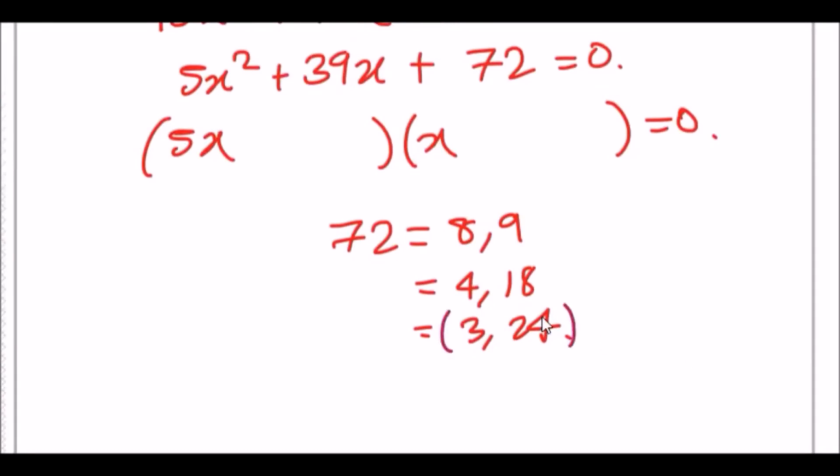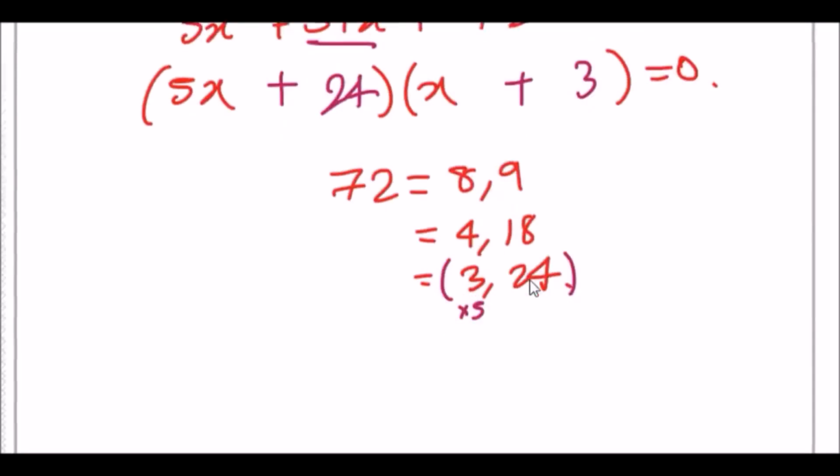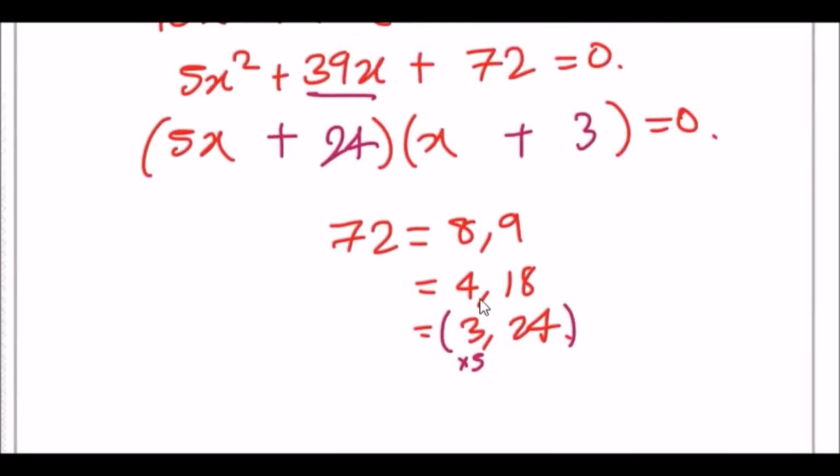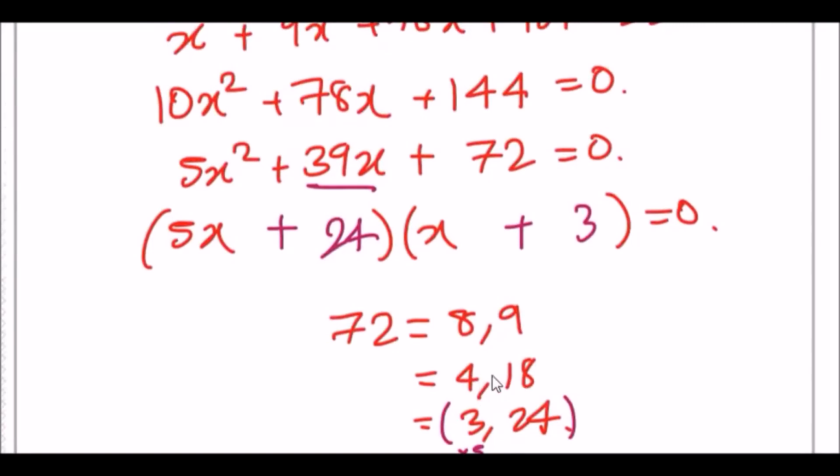I would multiply 3 by 5. Why? Because 3 times 5 is 15, and if you add 24, you get 39. So that's it. So it'll be 5 times 3, and 24 goes there. You can test for other values, but you won't get the right answer. If you times 4 by 5, you get 20. You can never make 39, and vice versa.